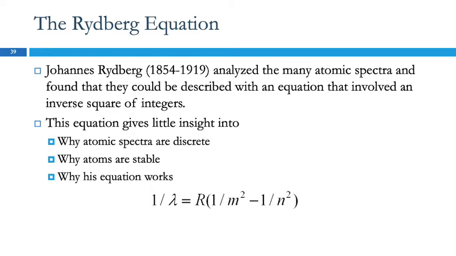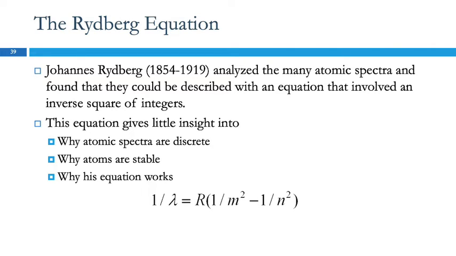So this was all very interesting. Rydberg analyzed a lot of different atomic spectra, and he's trying to figure out some mathematical relationship between the lines. And he came up with the Rydberg equation. So 1 over the wavelength is equal to a constant times the quantity 1 over m squared minus 1 over n squared. m and n are just integers. 1, 2, 3, 17, whatever.